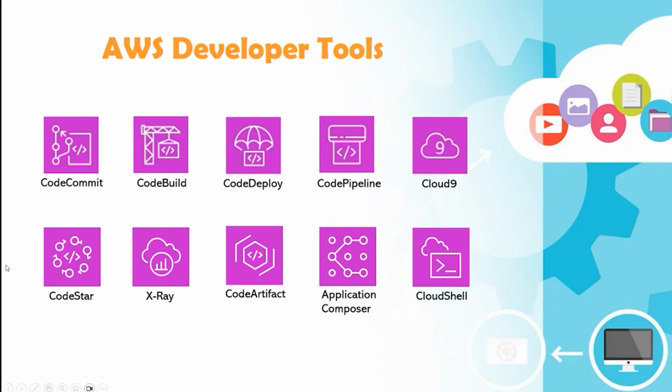Next, CodeArtifact. It's an artifact repository that supports Maven, npm, Python, pip, and so on. And next, Application Composer. This is a newer kind of service. It's a very good and interesting service because it's a visual designer where you can build and deploy a serverless application within a few minutes. And finally, CloudShell. It's a cloud-based shell. You can quickly run scripts with the AWS command line interface, and also use the AWS API and other AWS-related tools. You can use it to increase your productivity. You can directly access CloudShell in the AWS console.